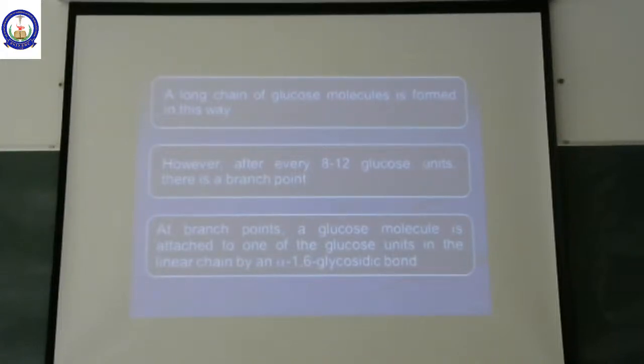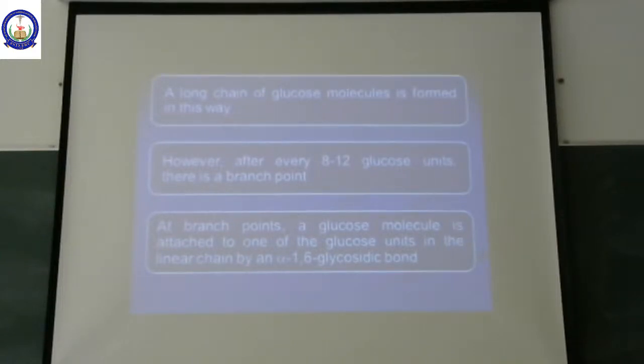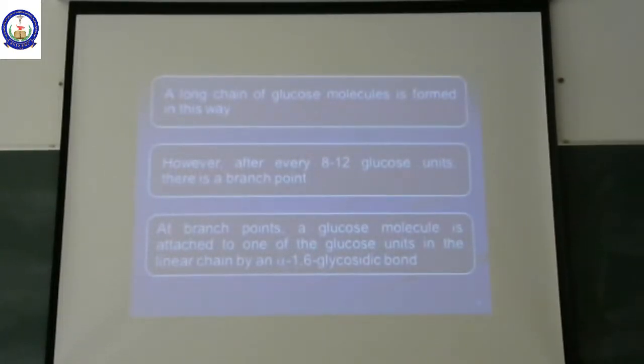Usually, every 8 to 12 glucose units there is a branch point. The glucose units are linearly chained by the alpha-1,4 glycosidic bond, and after 8 to 12 glucose units a branch occurs, formed by the alpha-1,6 glycosidic bond. So glycogen is the major storage form of glucose, bonded by alpha-1,4 glycosidic bonds along with alpha-1,6 glycosidic bonds.